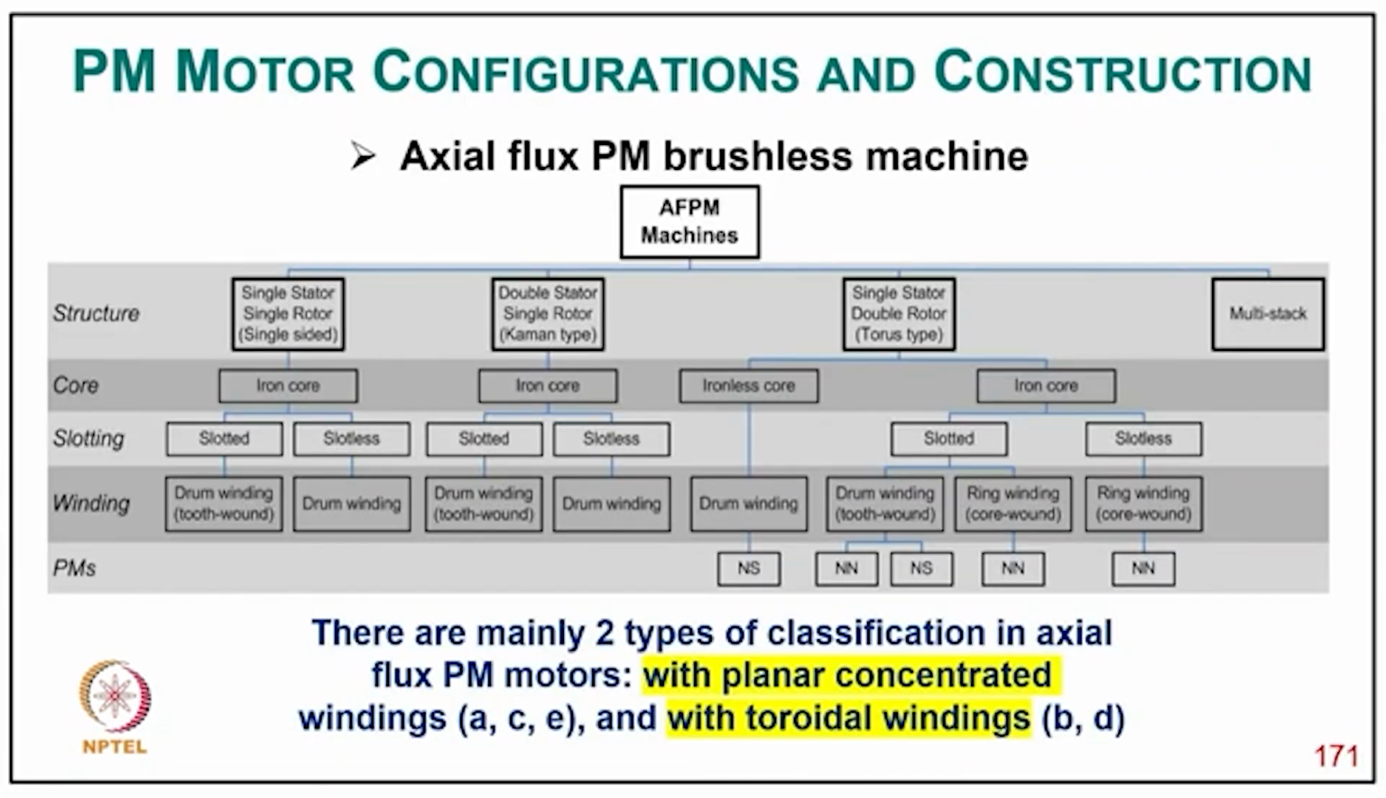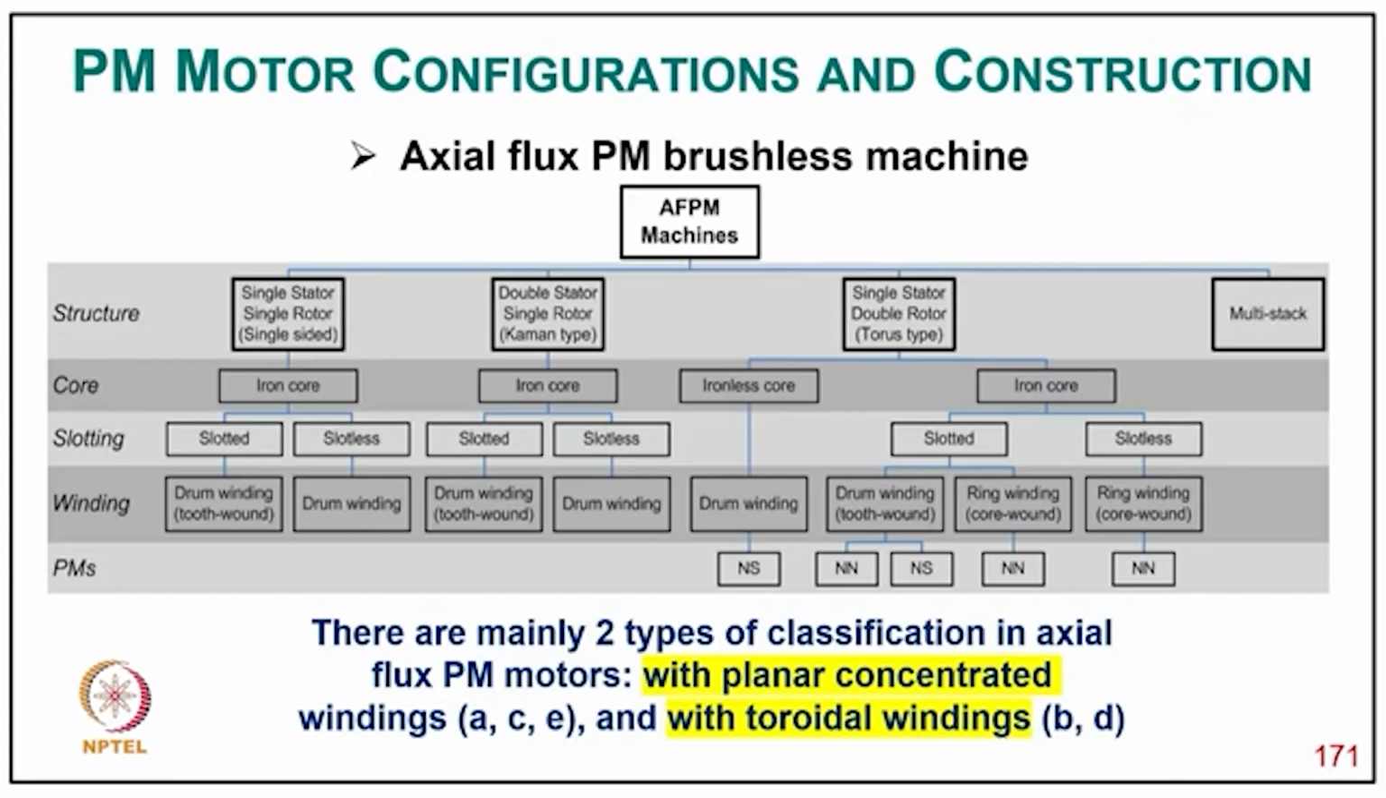The axial field motor can also be classified by structure, like single stator single rotor, double stator single rotor, single stator double rotor, or multi-stack, slotless or slotted, and drum winding. The winding also comes in different kinds, and ring winding. This was conventionally used earlier, when people tried the very early stage of this motor; the same kind of concept is used in this.